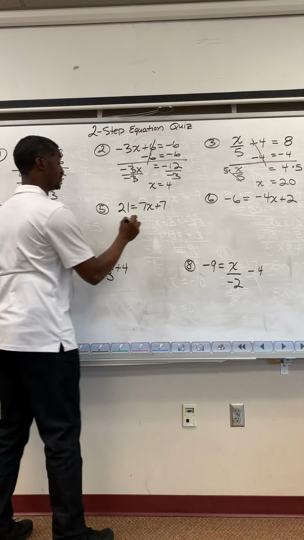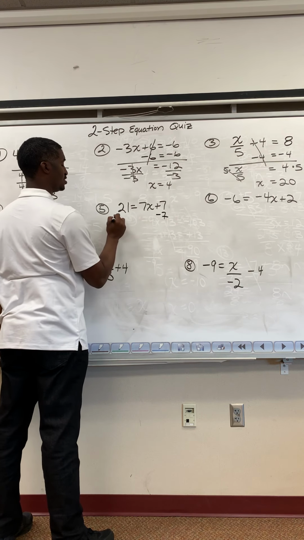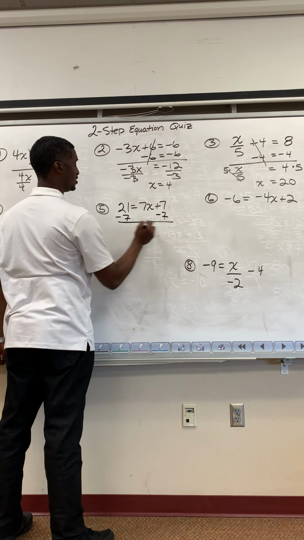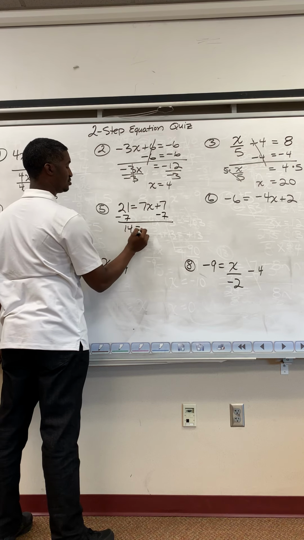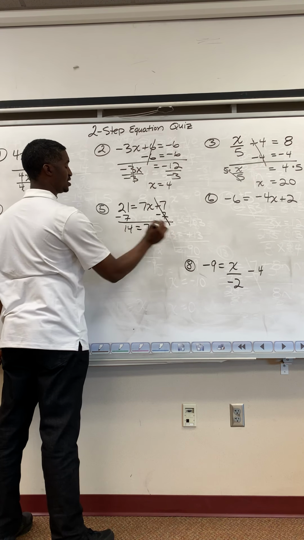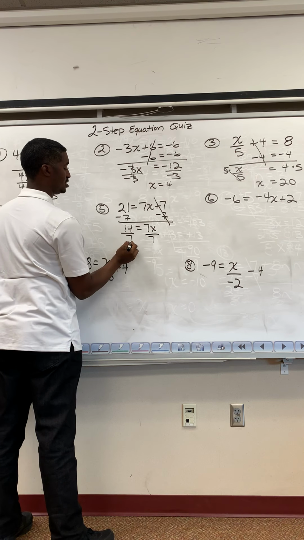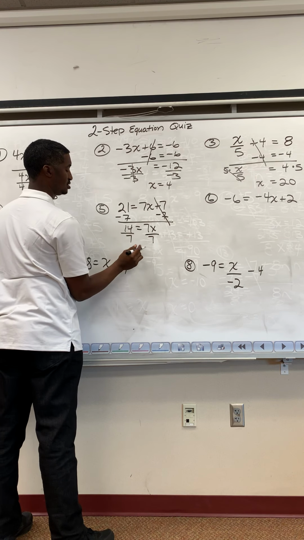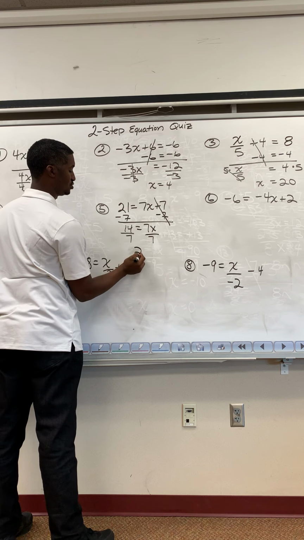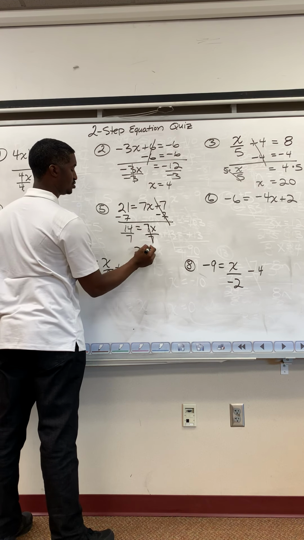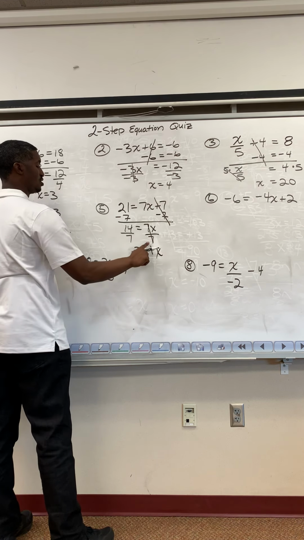Number 5, we're going to subtract 7 on both sides. That's going to leave us with 14 is equal to 7x. That becomes 0. Then we're going to divide both sides by 7. We're left with 7, we're left with 2. That becomes 2 is equal to 1x. We don't need the 1.